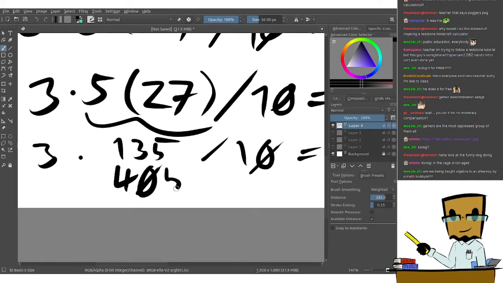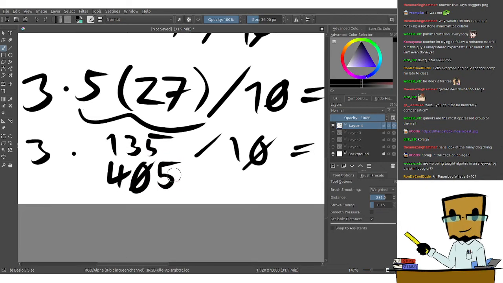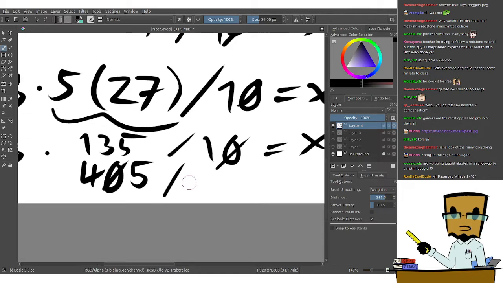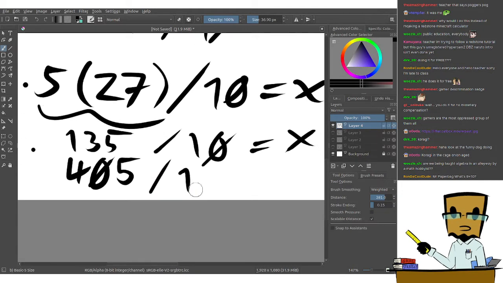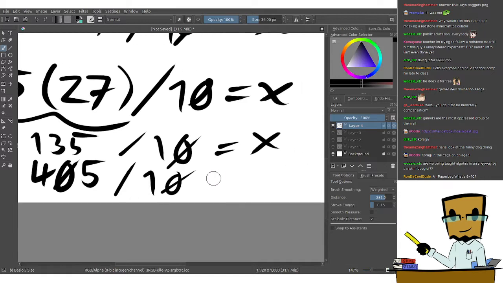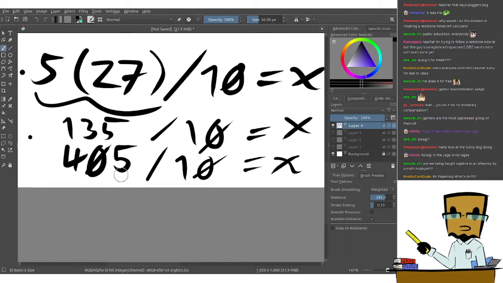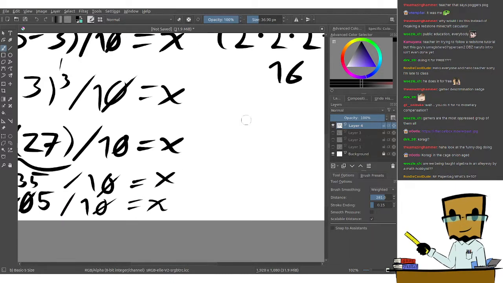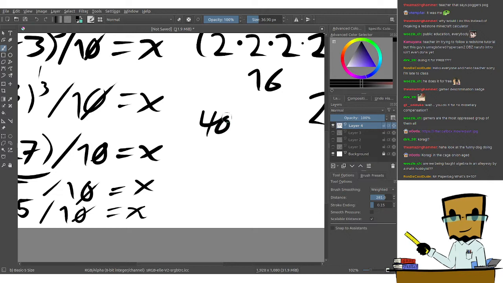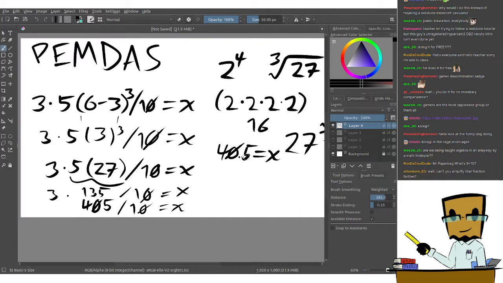Anyways. 3 times 135 is 405. What's 9 plus 10? 19? Equals x. And then we divide 405 by 10 and we just move the decimal place over. Get 40.5 equals x. There you go.